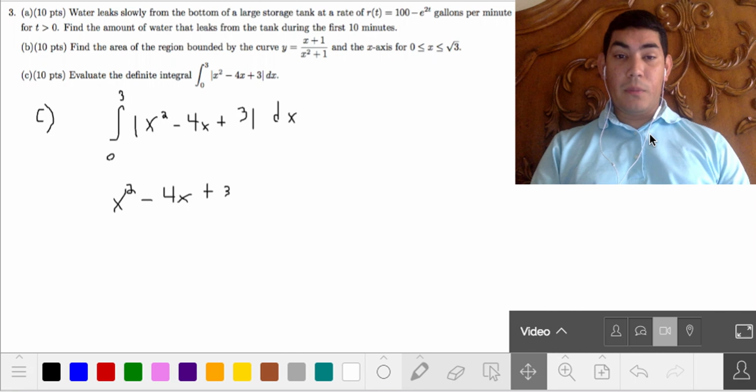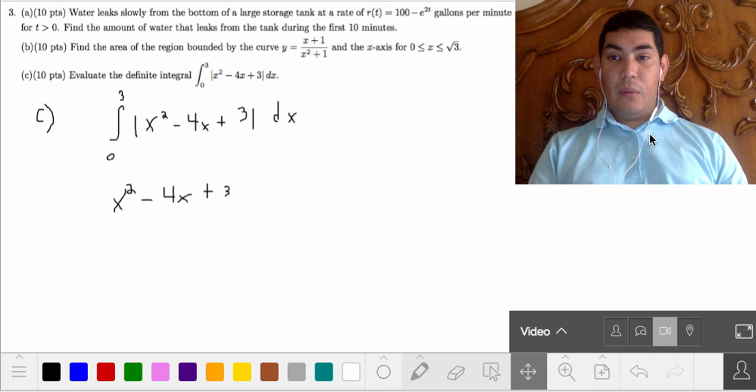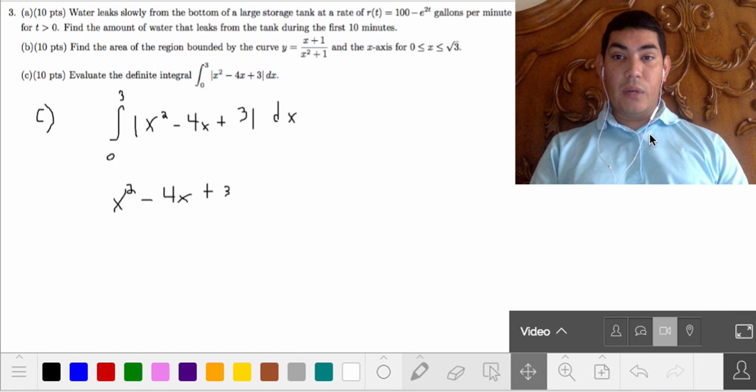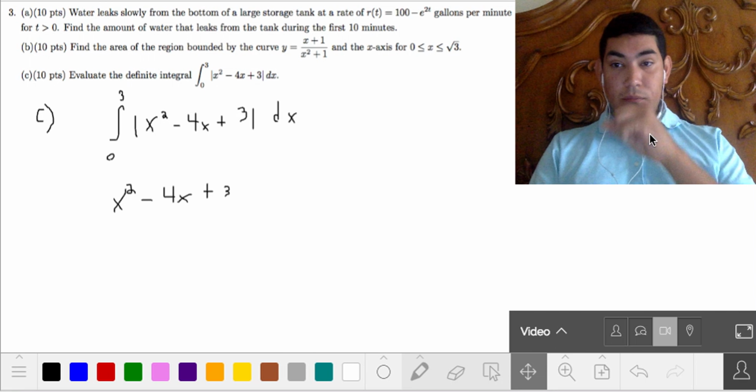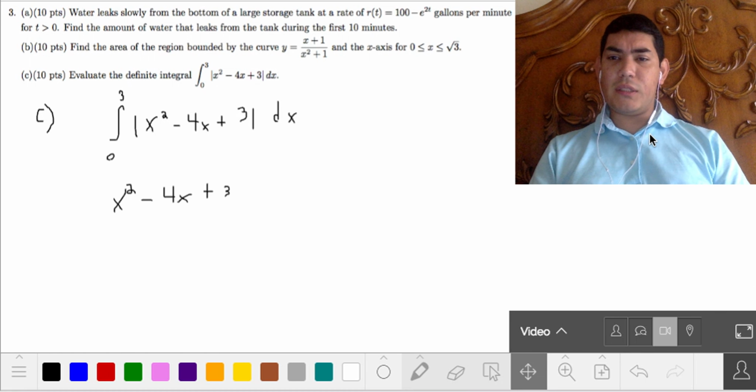Today I'm going to be helping you with a Calculus 1 problem. It's from the Spring 2016 CU Boulder. We're going to be going over part C today of this question, which states the following. Evaluate the definite integral from 0 to 3 of the absolute value of x squared minus 4x plus 3 dx. So here, let's look at this integral.